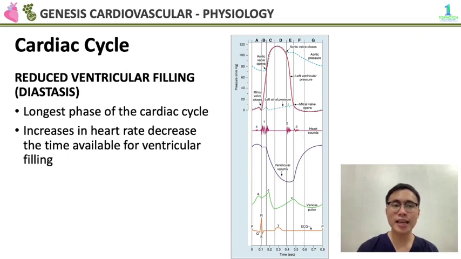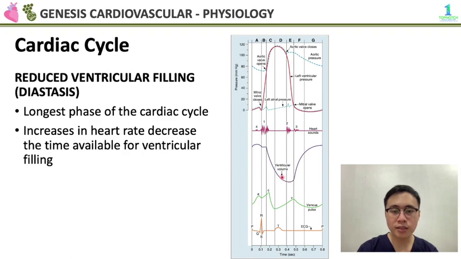So now we proceed to the last phase, which is the reduced ventricular filling or diastasis. So this is point G in the figure, and this is actually the longest phase of the cardiac cycle. So at this point, open pa ang mitral valve natin, but of course, unti-unti naman na nauubos yung blood that's flowing from the atria to the ventricles, right?